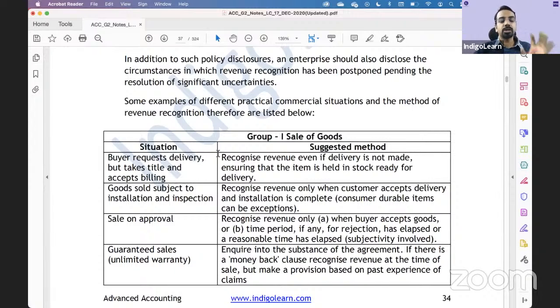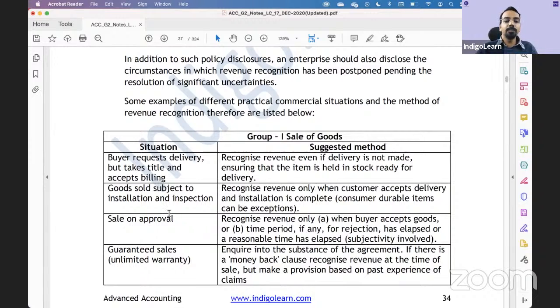Goods sold subject to installation and inspection. Now, for example, I have ordered some item. Let's say I've ordered an air conditioner. And my condition to the seller is that, Mr. Seller, you have to install that AC in my premises. Only after successful installation, I accept the goods on my name, or I'll accept that I have purchased the goods, and then I'll make the payment. Till the time it is installed to my satisfaction, I am not accepting that you have sold the goods to me. In that case, only when I accept the goods, the installation, then the seller can recognize the sale.